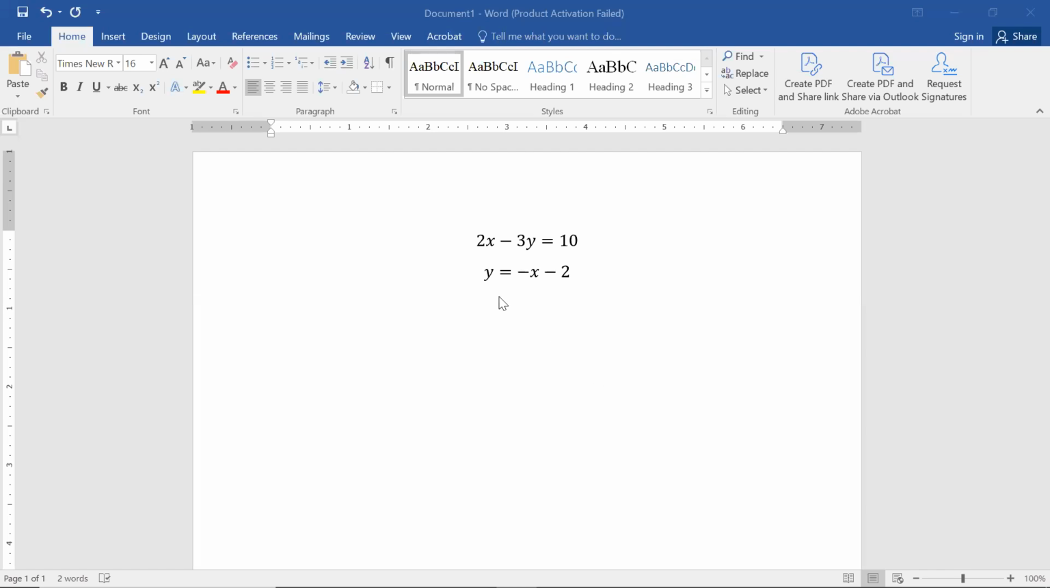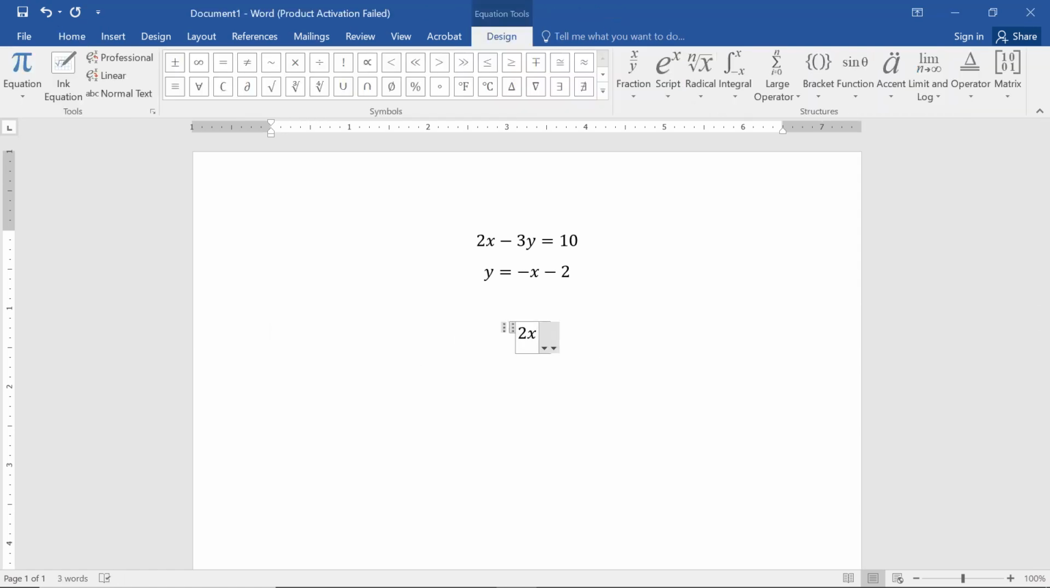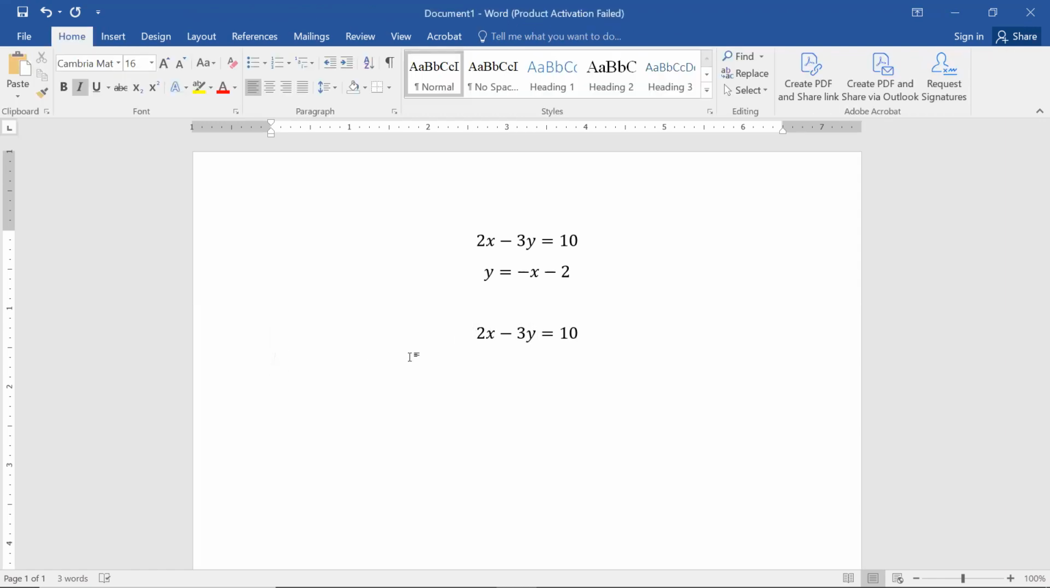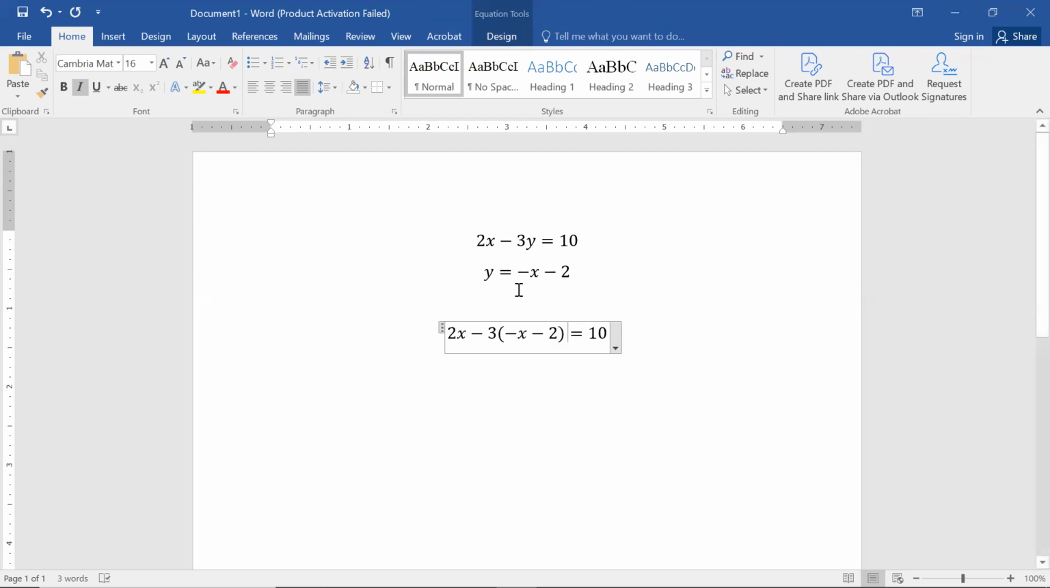At first, we notice that one of the equations has y equals negative x minus 2. So it's already solved for y. That's a good thing. We take our other equation, and instead of inserting y into that other equation, we're going to insert negative x minus 2, because that's what y is equal to in the second equation. Then we can solve.